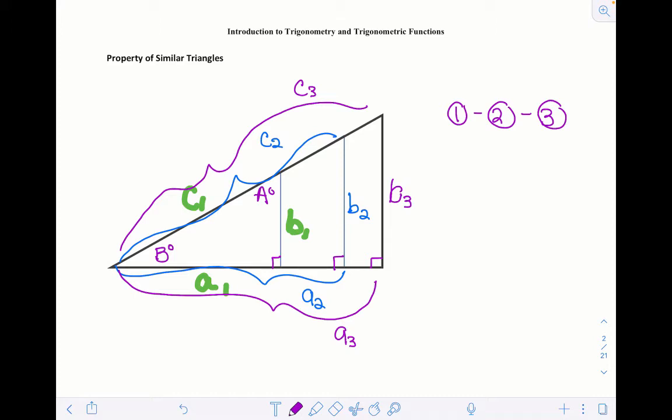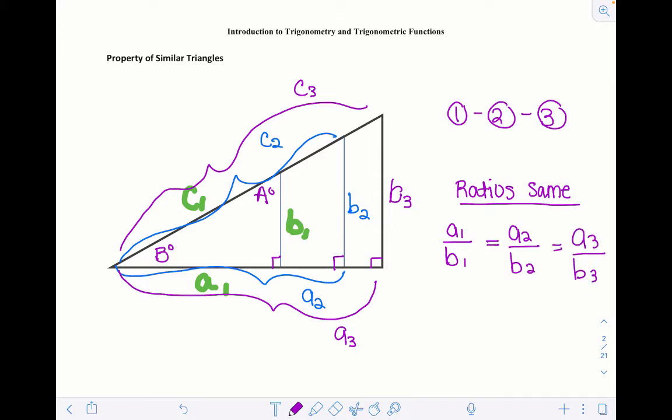But what the lengths do have in common is that the ratios are the same. So that means if we took, let's say, the legs of the smaller triangle, maybe writing it as A1 over B1, that actually is the exact same ratio as if we worked out A sub 2 over B sub 2, and the same thing for that third triangle, A sub 3 over B sub 3. And it doesn't matter what ratio we look at, that's still going to hold true.